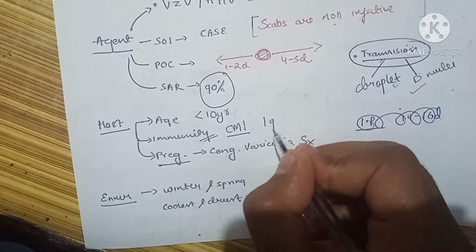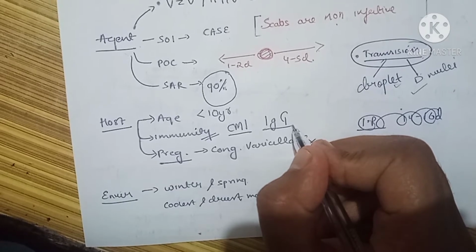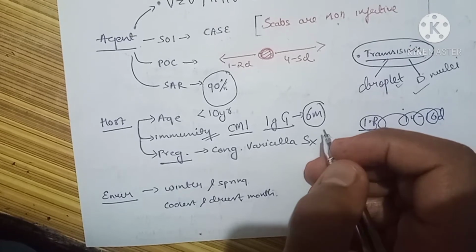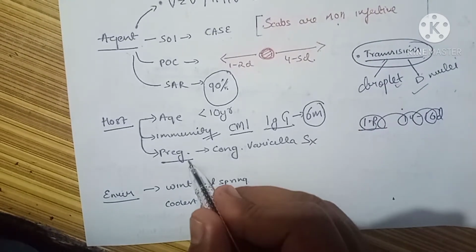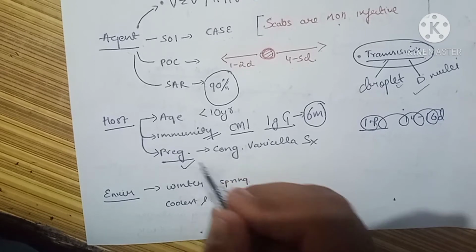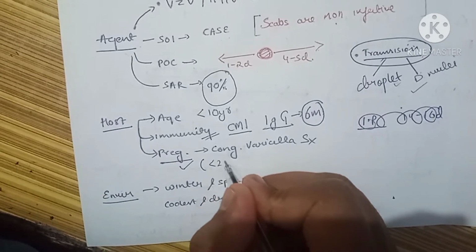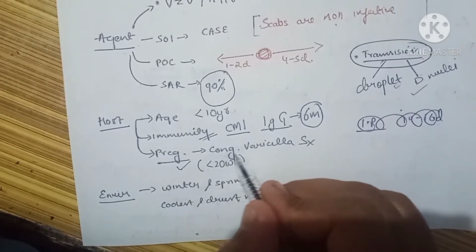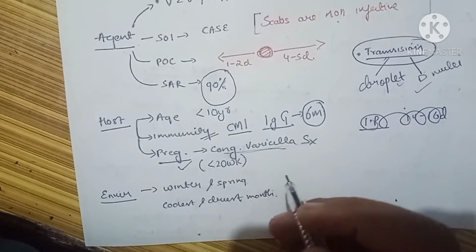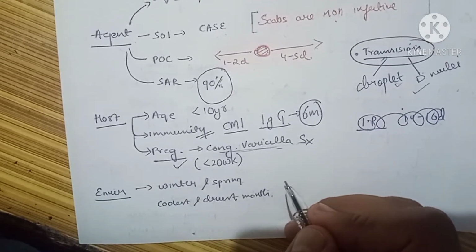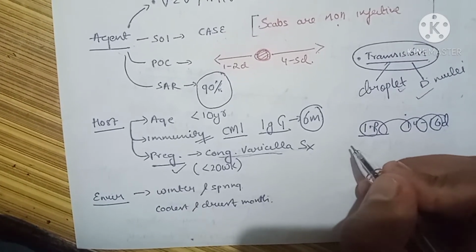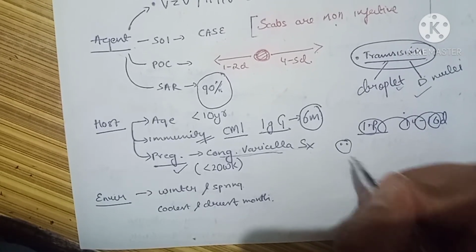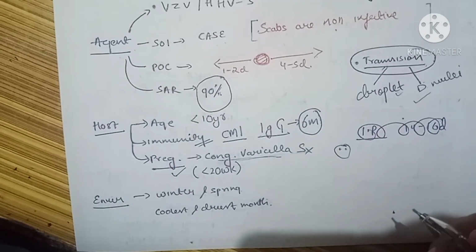And the child, when it is born, it receives IgG from the mother, and this is why it is saved for 6 months from the infection of chickenpox. In pregnancy, okay, when a female who is less than 20 weeks pregnant develops the infection of chickenpox, she can suffer from congenital varicella syndrome. Now, when the female suffers from congenital varicella syndrome, the baby may be born with various deformities like microcephaly, congenital cataract, low birth weight, and other abnormalities.